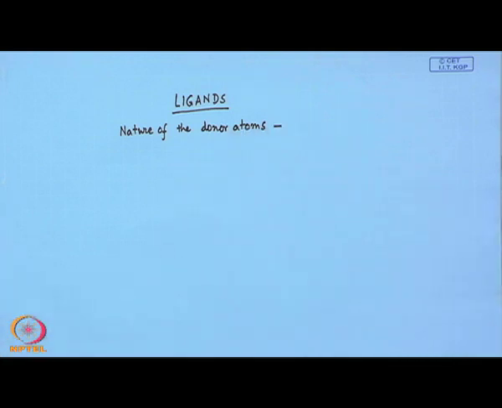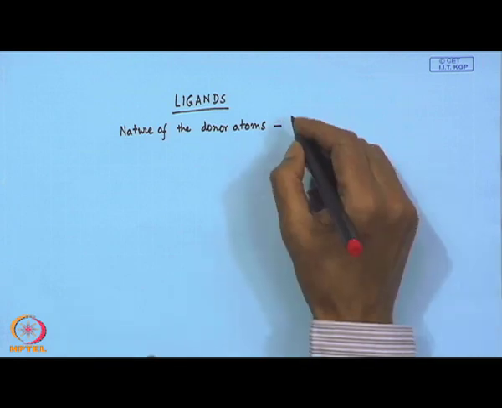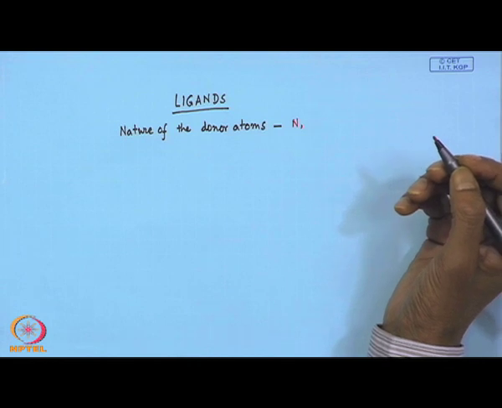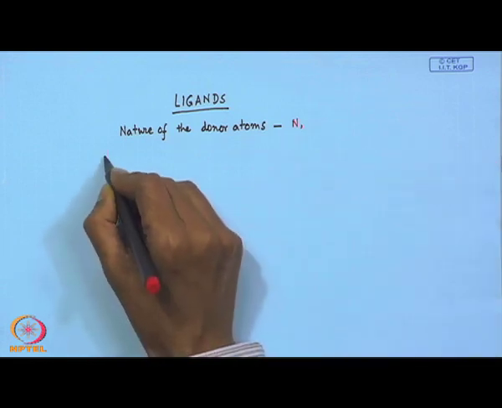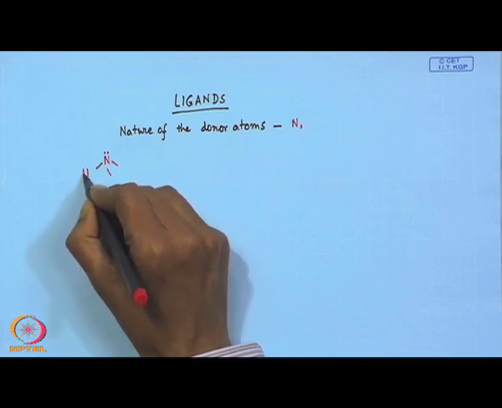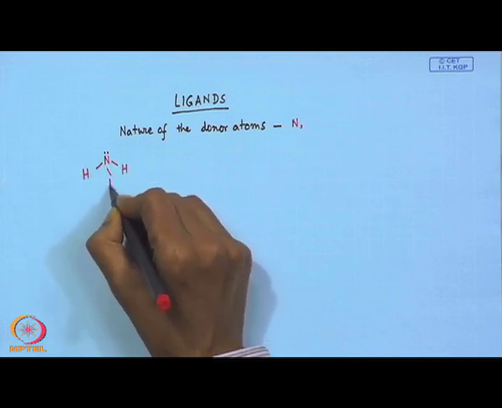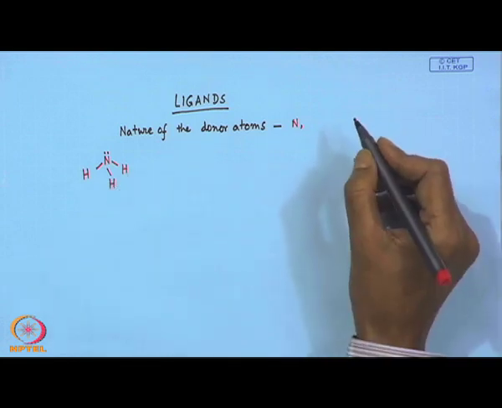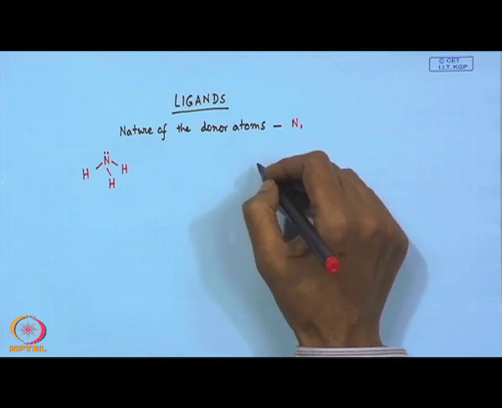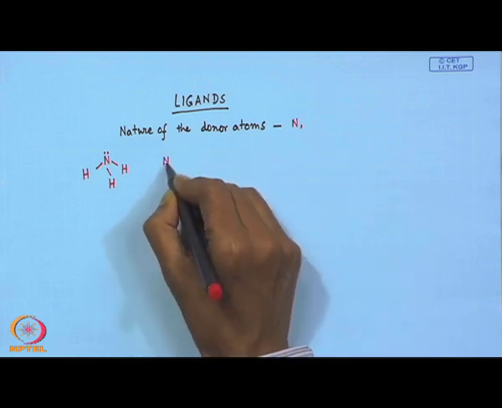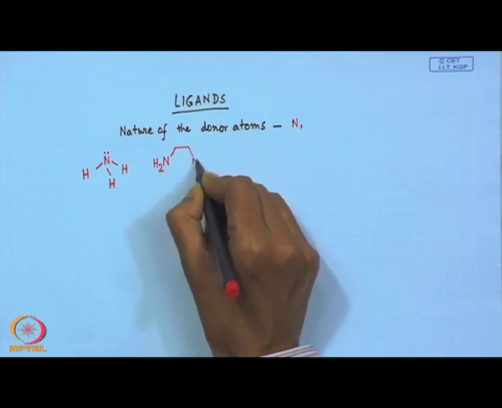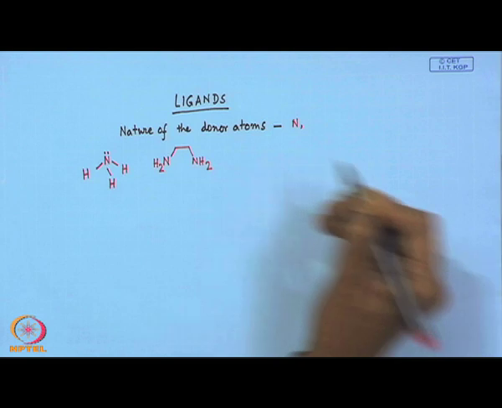So, we can have these nitrogen based donor atoms. The most simple one which comes to our mind is the simple ammonia molecule, which is also a monodentate ligand. Then we can have the bidentate ligand based on the same nitrogen, which is ethylene diamine.